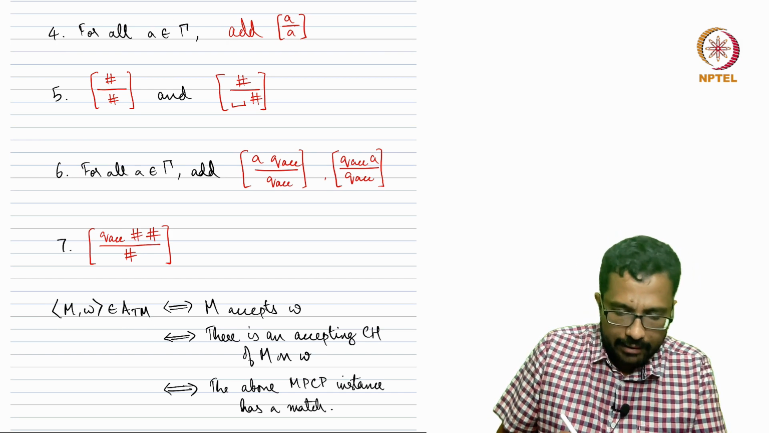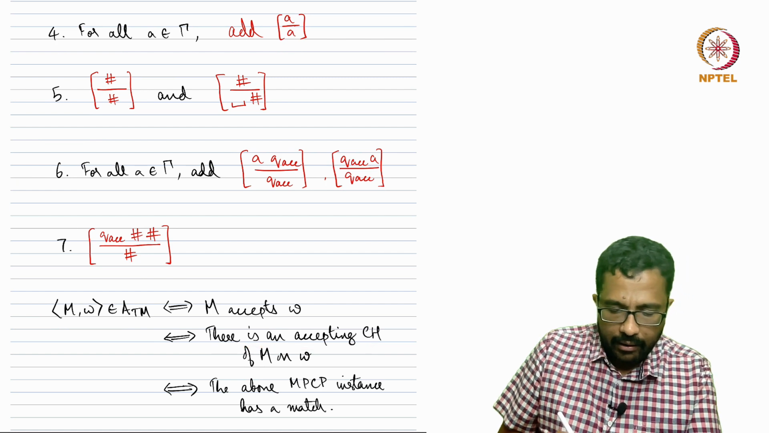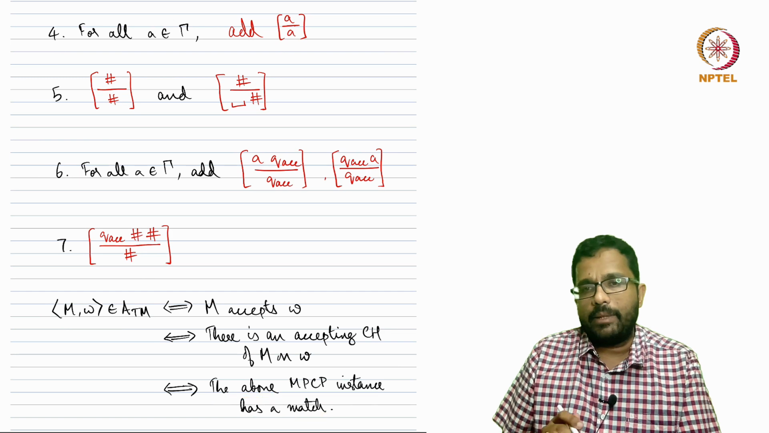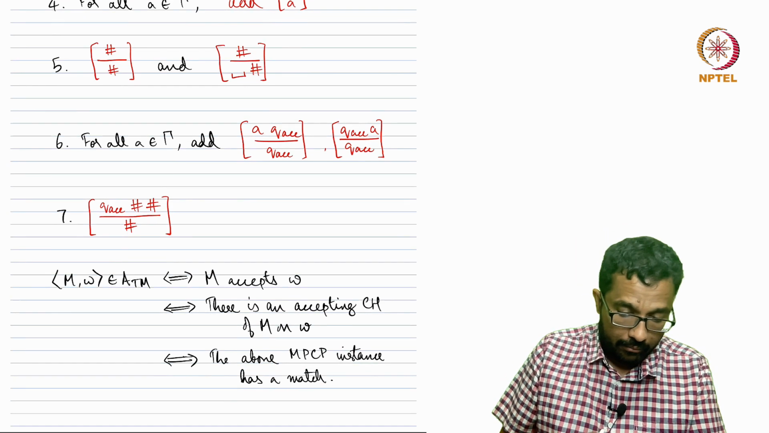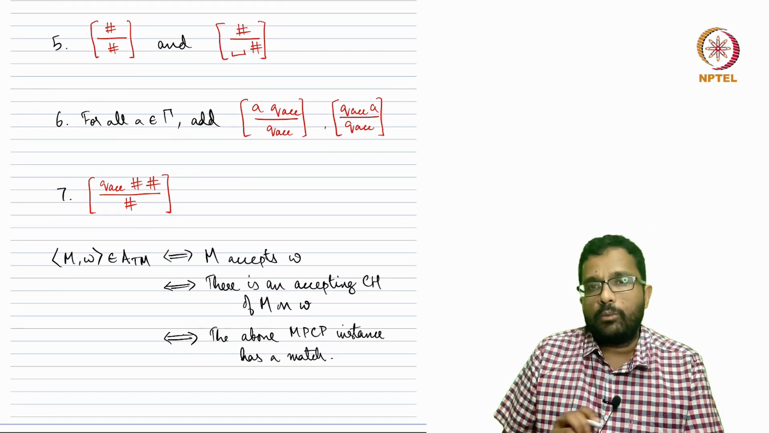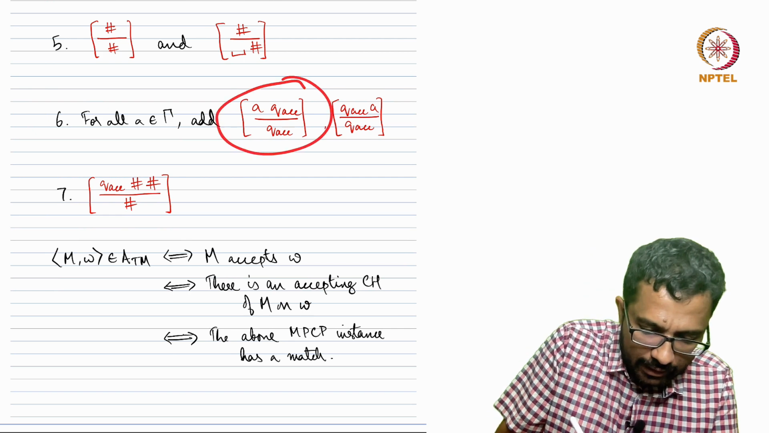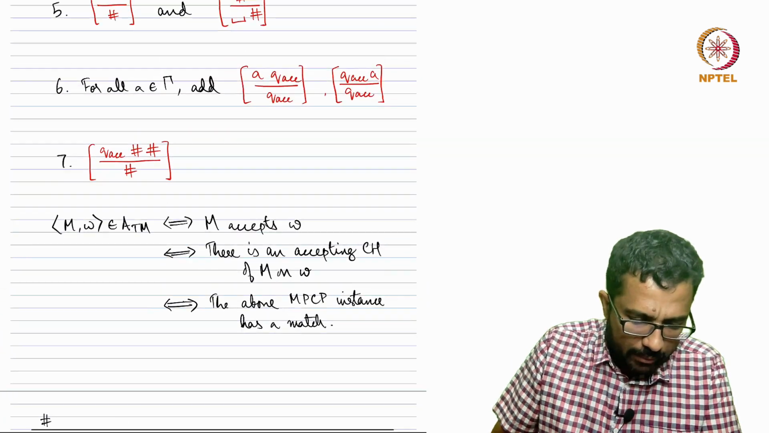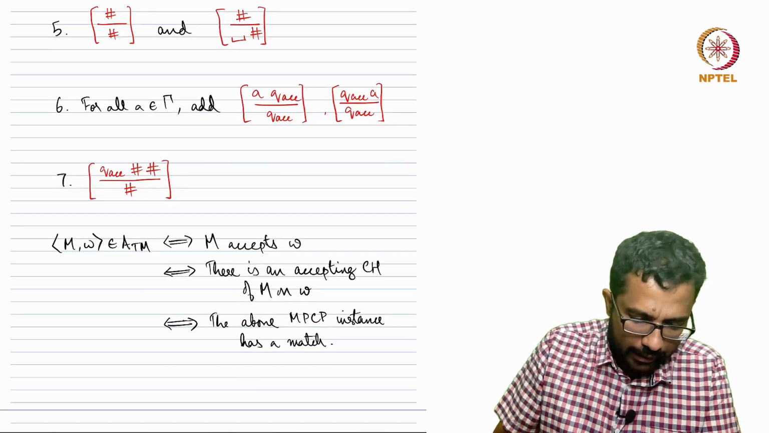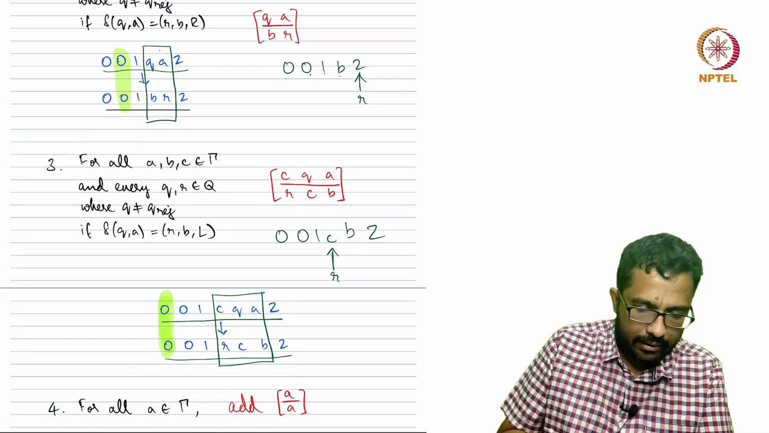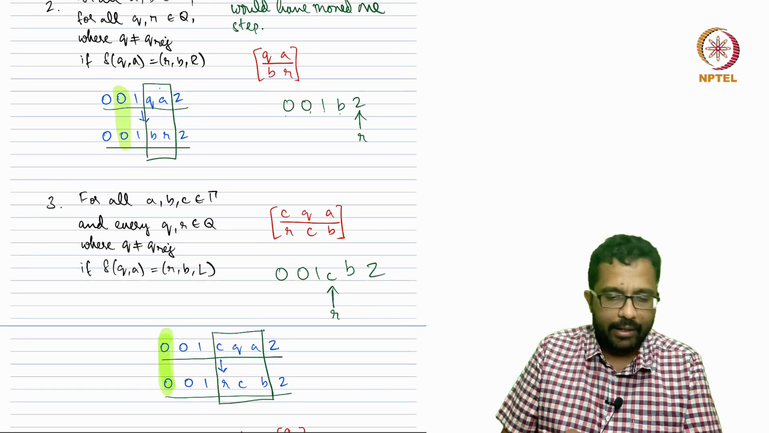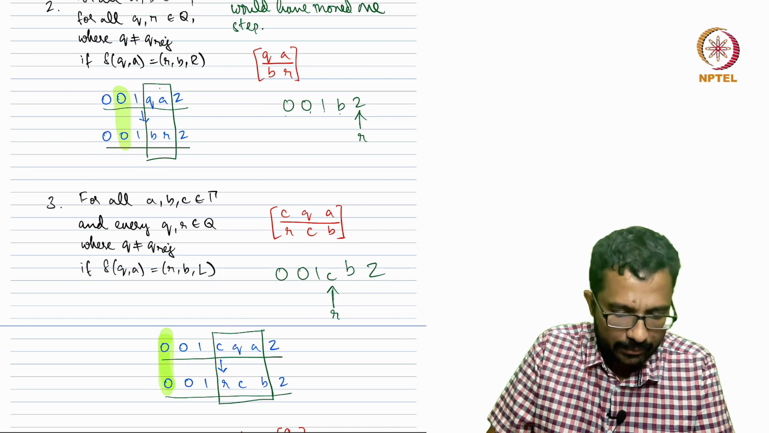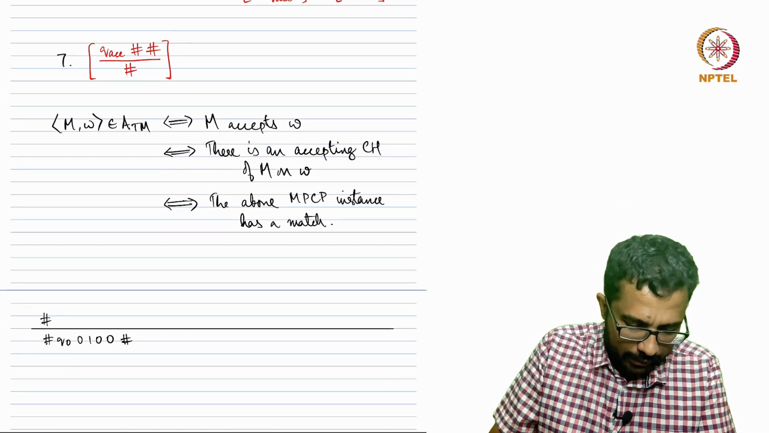And the idea of all this is that if M accepts W, or if M, W is in A_TM, there is an accepting computation history, and an accepting computation history gives us a match for the MPCP instance. If it is not accepting, then there is no match, because we need the accepting state for this absorption to happen. So I think the simplest thing is to work out an example. Right now it may seem like some arbitrary rules defined based on some Turing machine, some set of symbols and transitions. Let us see how it works out.